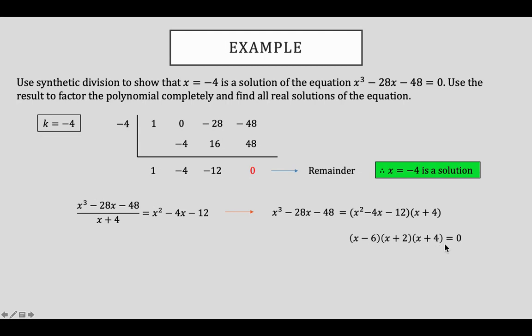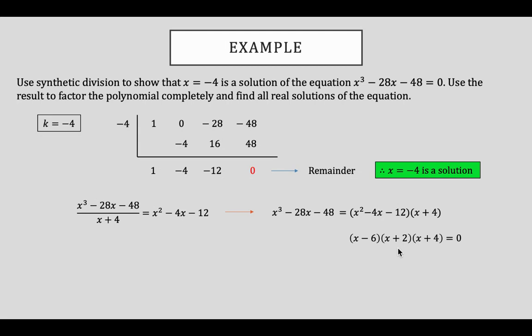And what we can do is, because we are trying to find all of the zeros, all of the solutions to this equation, we can set that equal to 0. Notice this is the exact same expression that I started with. Now I just have my polynomial written in a completely factored form.